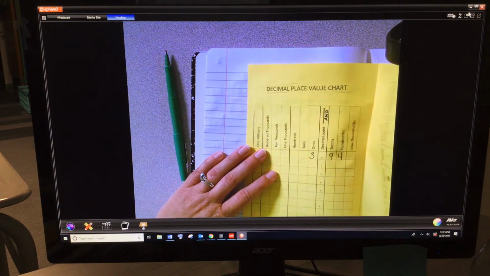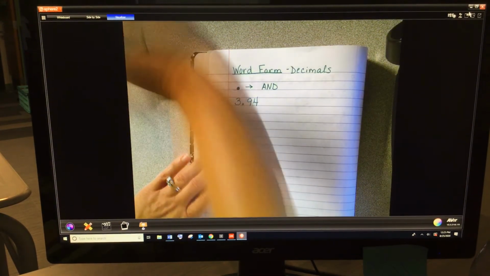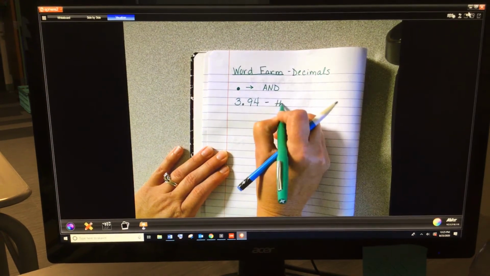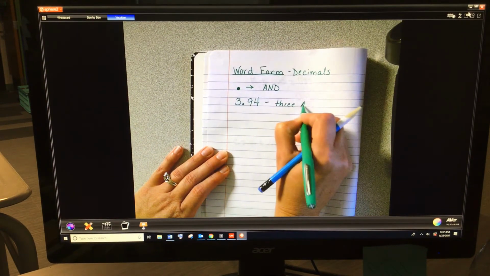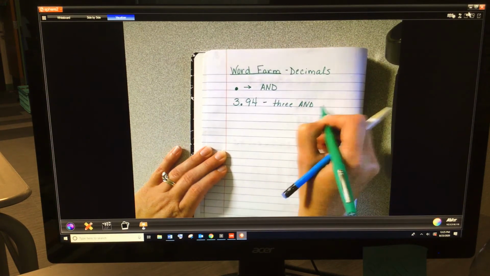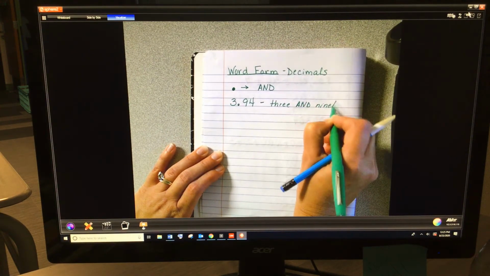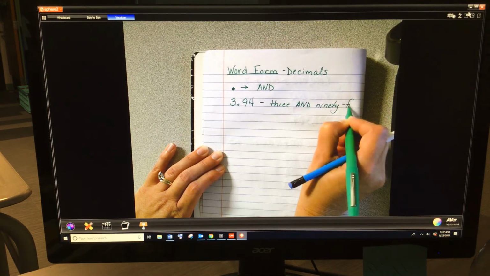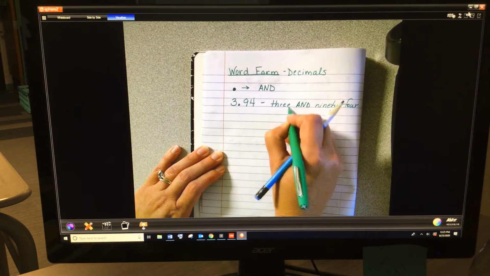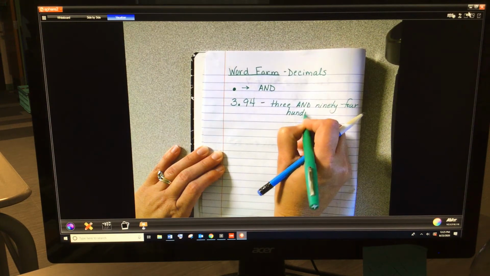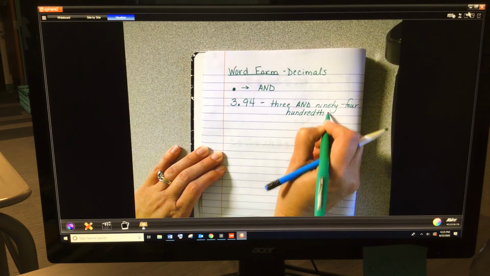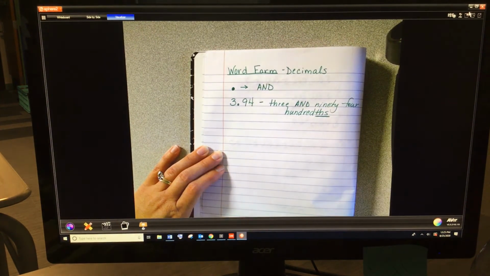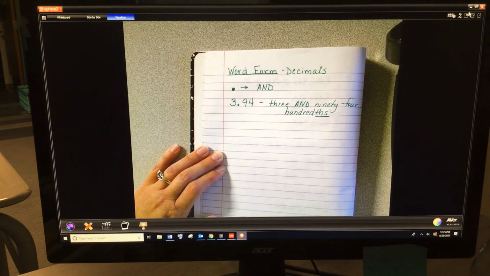So let's go back to that page. Let's write it in words. So we have 3 and 94 what again? Hundredths. When we're talking about decimals, we see that the word has a "ths" at the end of it. Tenths, hundredths, thousandths. That's what we really need to pay attention to. All right, let's try another one.